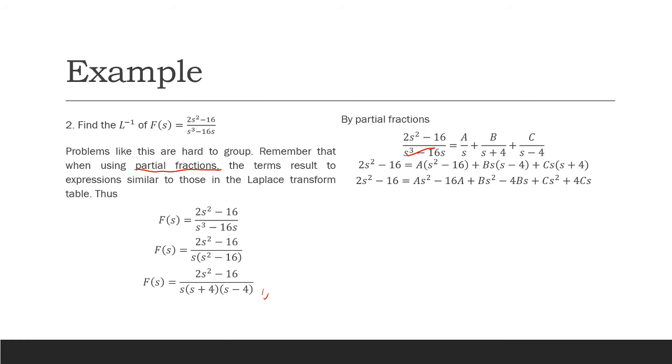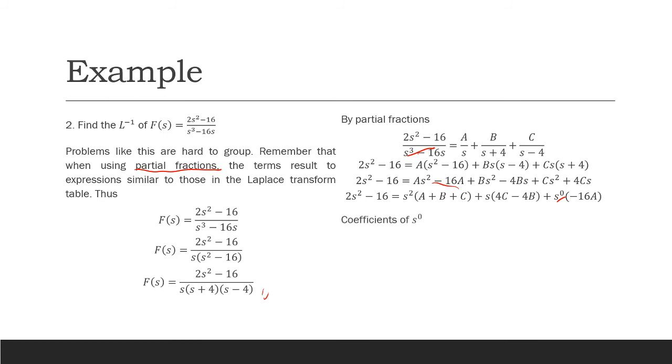So, we will arrive at 2s squared minus 16. Distribute lang. a s squared minus 16a plus bs squared minus 4bs plus cs squared plus 4cs. So, i-factor out natin yung mga variable. We have 2s squared minus 16 is equal to s squared times a plus b plus c plus s times 4c minus 4b plus s raised to 0 or yung constant lang, and that is, ito lang, negative 16a. So, in-emphasize ko lang na yung s raised to 0 para pag nag-coefficient, mas familiar tayo.